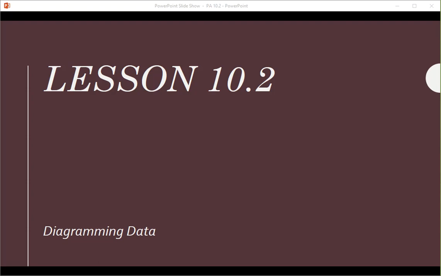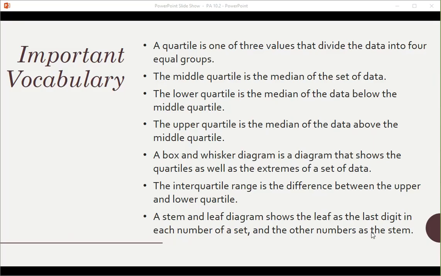Welcome to lesson 10.2. We're going to work with diagramming data. We've got two different types of diagrams that we're going to focus on in the beginning, and then one additional diagram that we'll learn about at the end. There's a lot of important vocabulary that goes with these two different types.